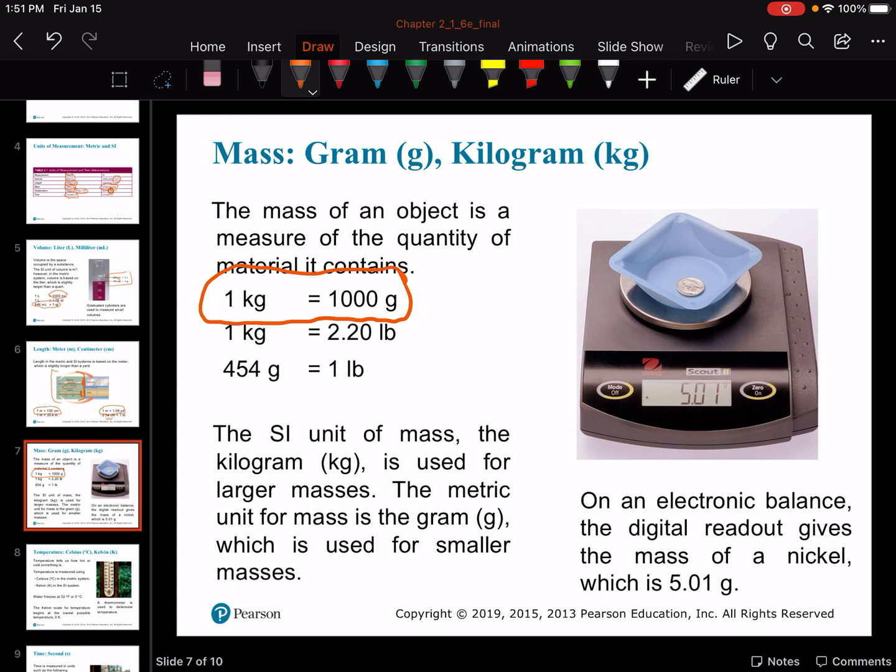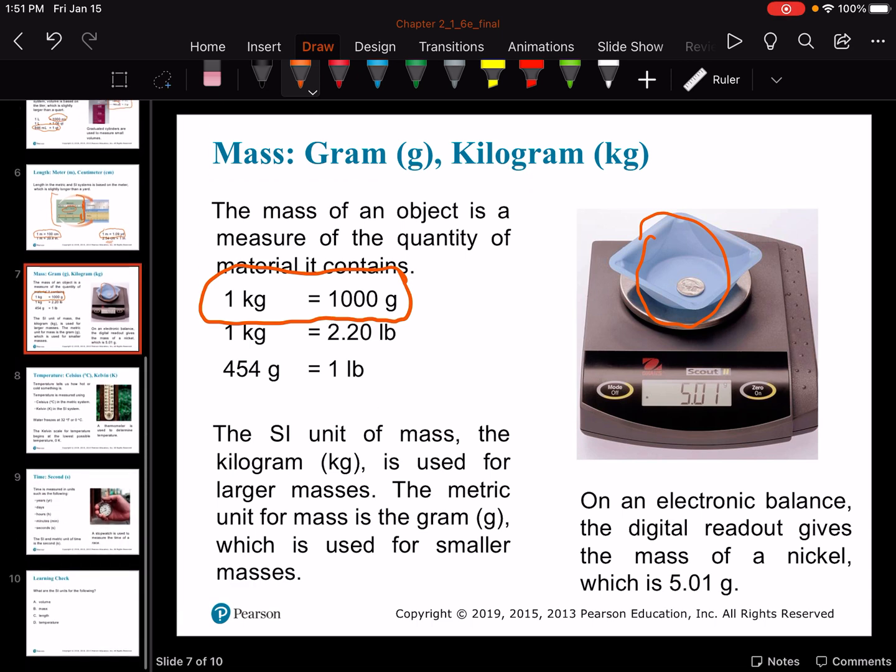Okay. And this gives you an idea of how big a gram is. There's a nickel, and it weighs about 5 grams. That's about how big a gram is. That might be easy to remember because a nickel's 5 cents, right? So there's 1 gram per cent in a nickel. I'm not sure if that's helpful or not, but all right.